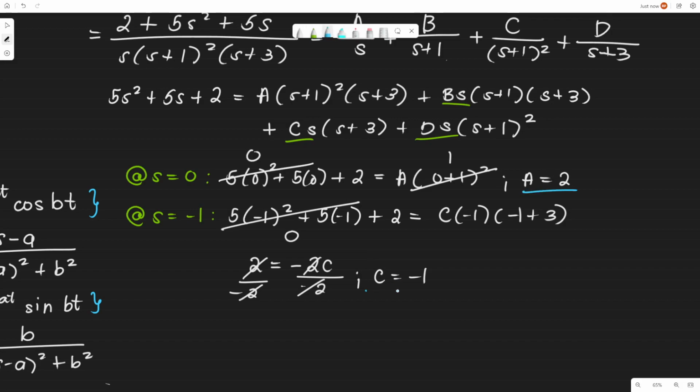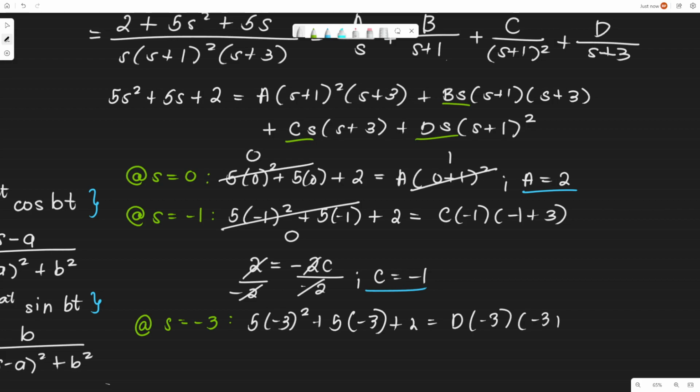We have A, we have C. Next, we have S plus 3. So, S is equal to negative 3. So, lahat ng mayroong S plus 3, magzi-0 lang. Ano may iwan? DS. So, makakompute natin si D. So, we have here 5 times negative 3 squared plus 5 times negative 3 plus 2 is equivalent to D times negative 3 times negative 3 plus 1 squared.